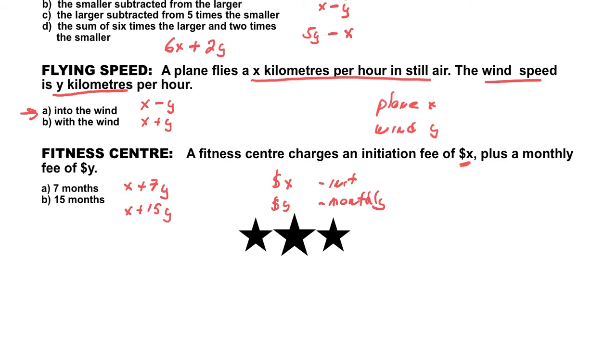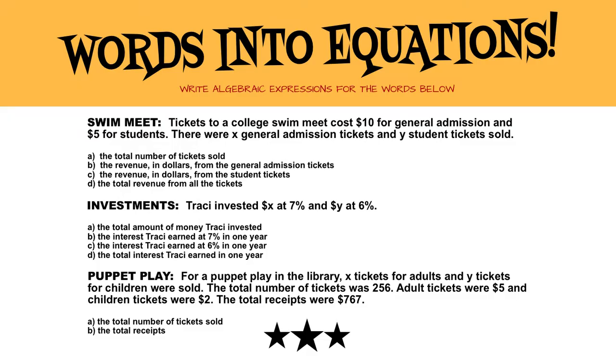This is typical of things like plumbers, electricians, fitness centers, dining halls. There are many, many examples where there's an initial fee and then a fee for something else. Now on to our second slide with algebraic expressions for the words below.